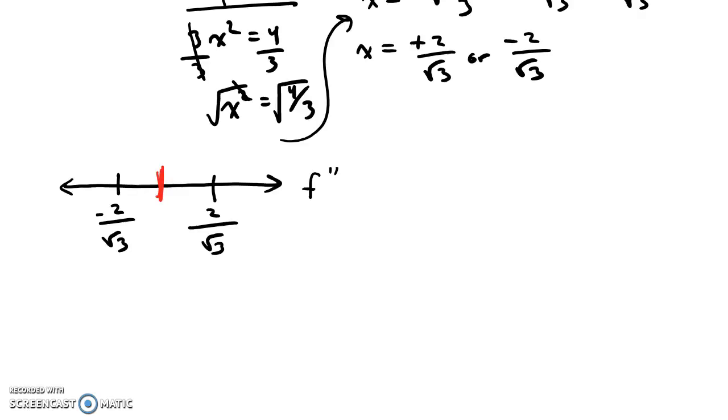So I could check 0. I'm going to check 0. I'm going to check a number to the right of 2 over square root of 3, so I'm going to check 10. So a number over here in this area, let's say 10. And I need to check a number over here in this area, so I'm going to check negative 10. So basically I'm going to check those three numbers on the second derivative.